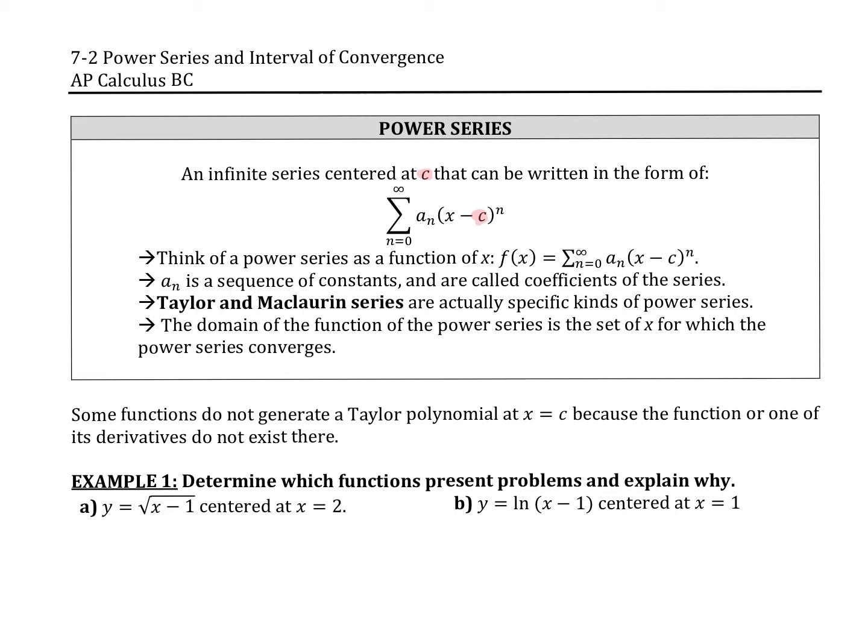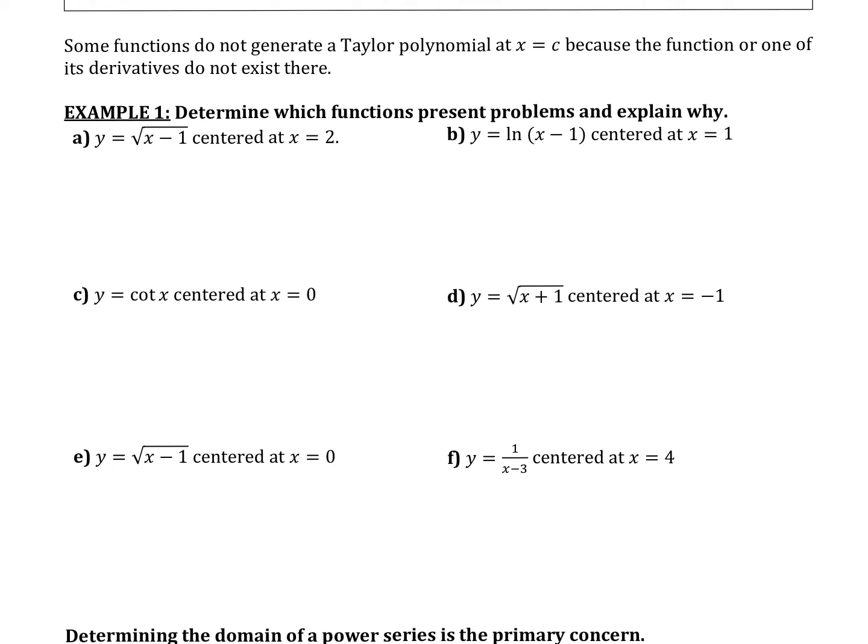Now, one of the things we're going to focus on is the domain of the function. And the domain of the function of a power series is the set of x for which the power series converges. So some functions don't generate a Taylor polynomial. Some of them, we can't get a Taylor polynomial at c because the function or one of its derivatives doesn't exist there. So let's look at some functions that cause problems.